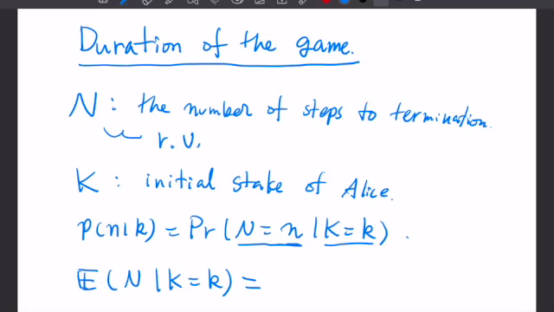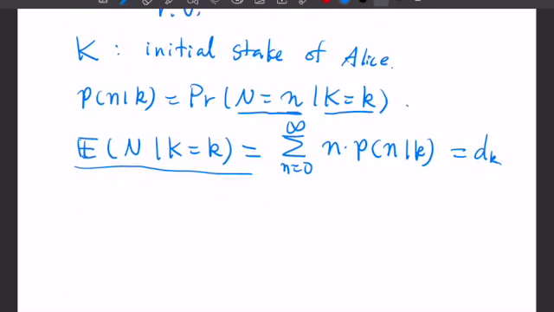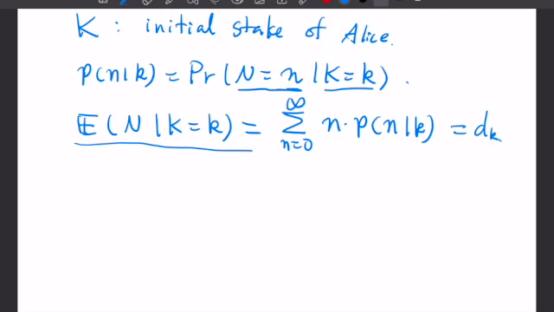And the definition of this conditional expectation value is this: sum over n from 0 to infinity of n times the conditional probability. Okay, let's call it D. So now we want to derive how to calculate this quantity.